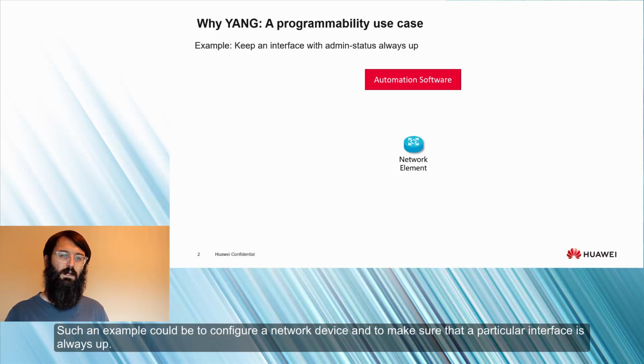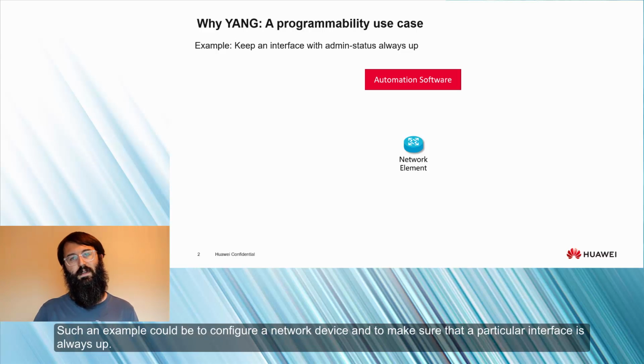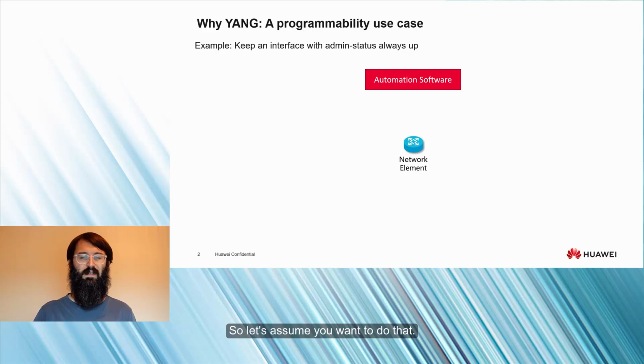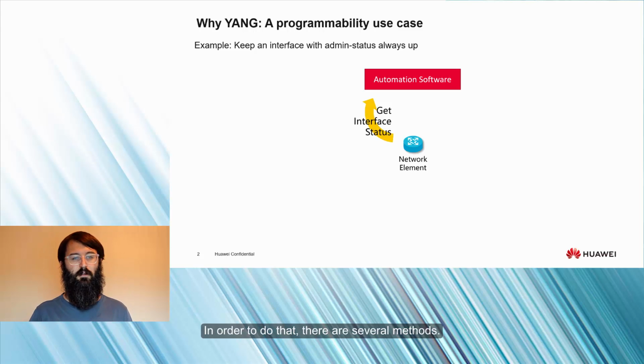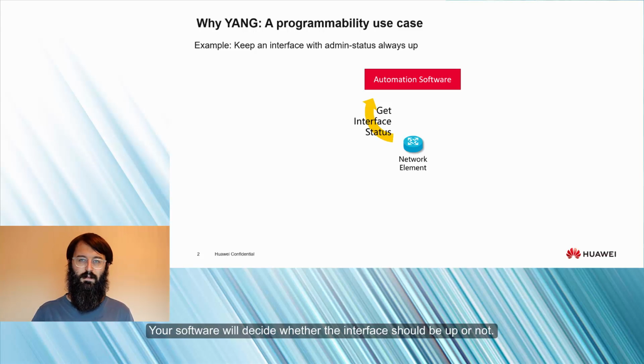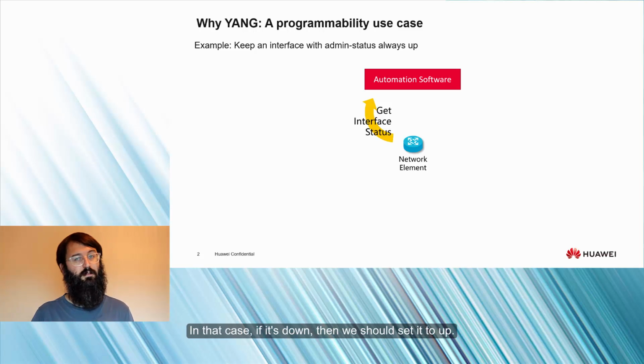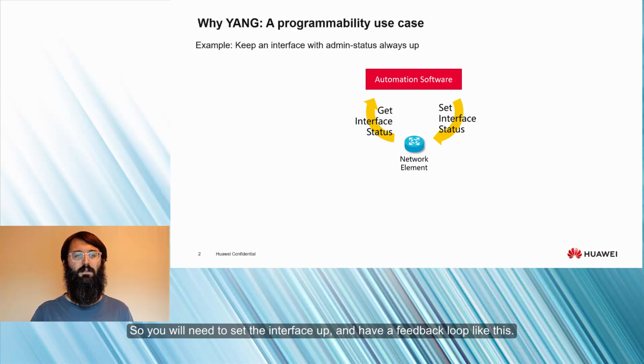Such an example could be to configure a network device and to make sure that a particular interface is always up. So let's assume you want to do that. First thing, you'll need to get the information from the device. In order to do that, there are several methods, we'll discuss them, and then once you get your information, your software will decide whether the interface should be up or not. So in that case, if it's down, then we should set it to up. So you will need to set the interface up and have a feedback loop like this.